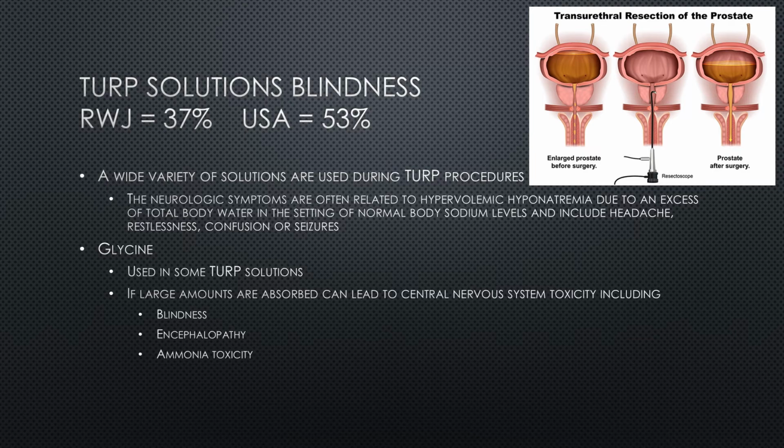The glycine is often not used at our institution and not too much anymore due to this complication, but once upon a time it was used often. And large amounts of this can be absorbed and lead to central nervous system toxicity. It can cause encephalopathy, blindness, as we've already mentioned, and also ammonia toxicity, which can form a picture of encephalopathy as well. Up here is a picture of what exactly they do during a TURP. You can take a peek at that as well.